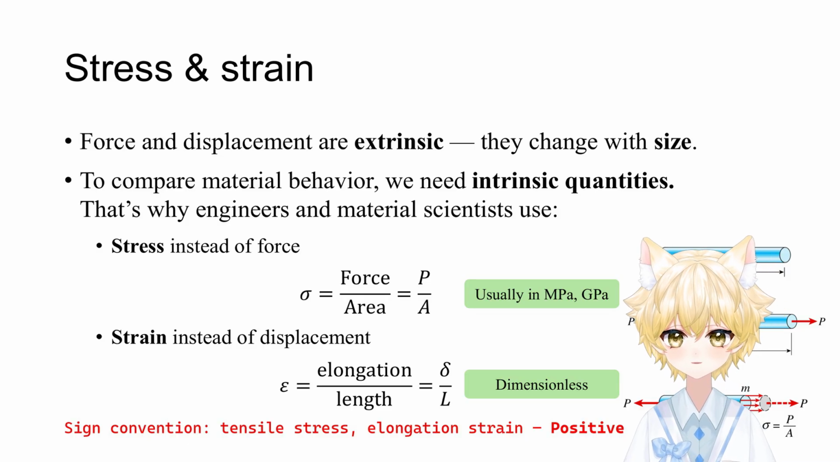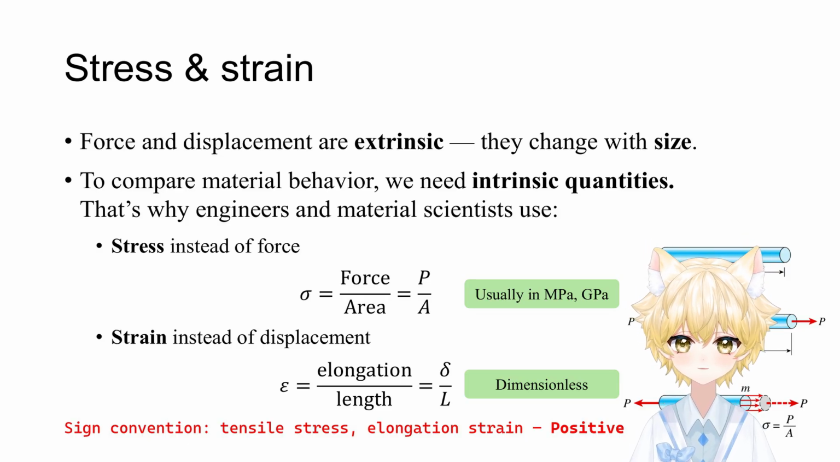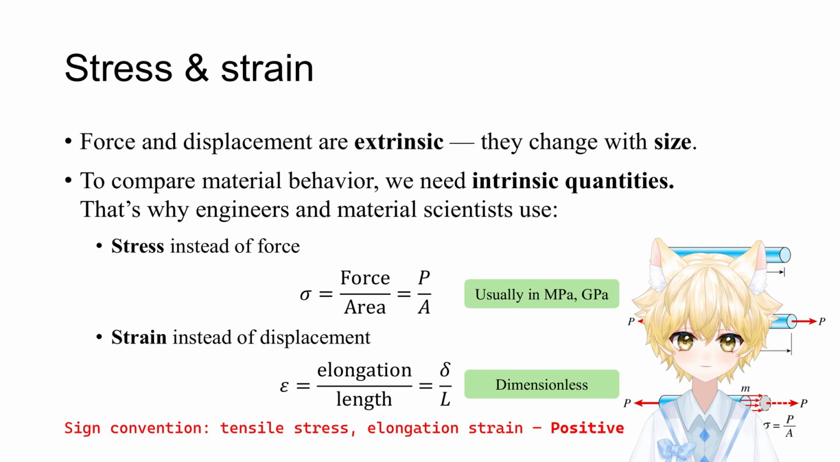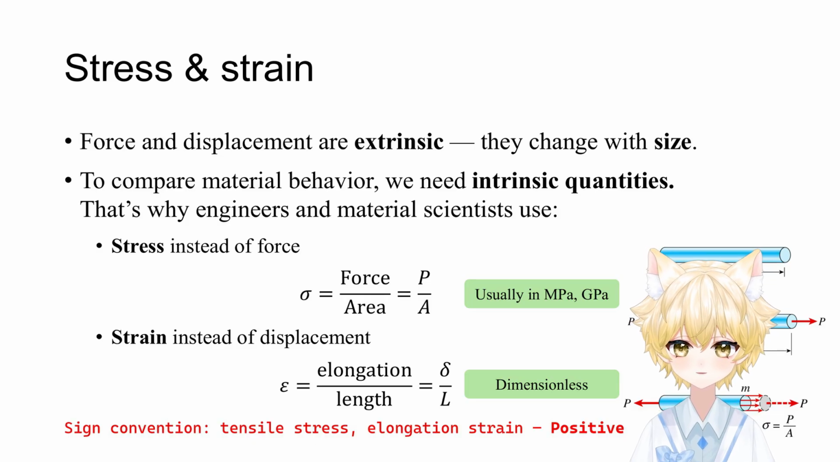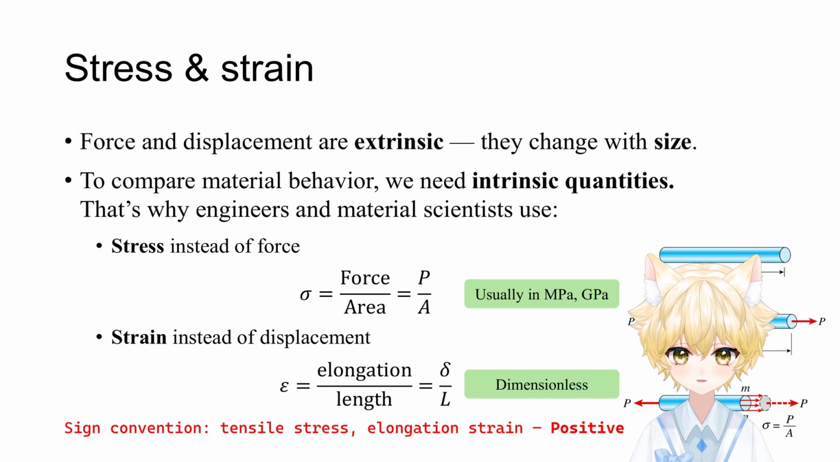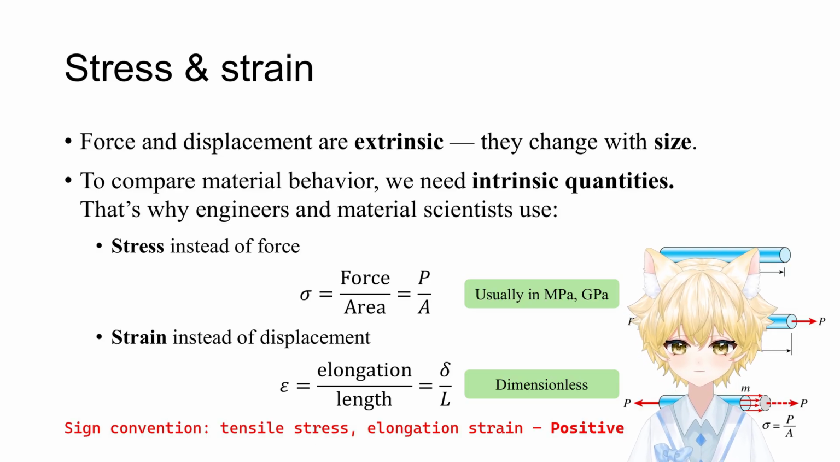Finally, let me mention the sign convention shown at the bottom. By convention, tensile stress is positive, and elongation strain is also positive. Compression would be negative. This is just a convention, but it is important to be consistent.